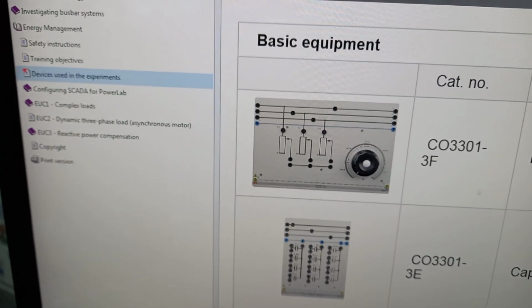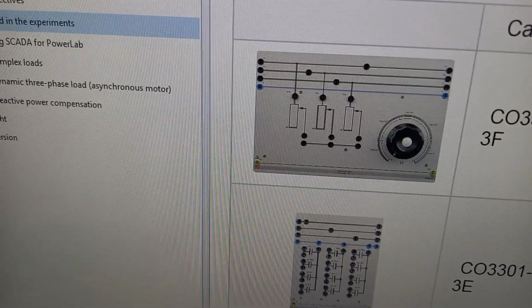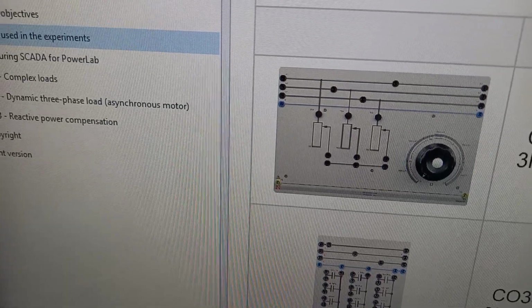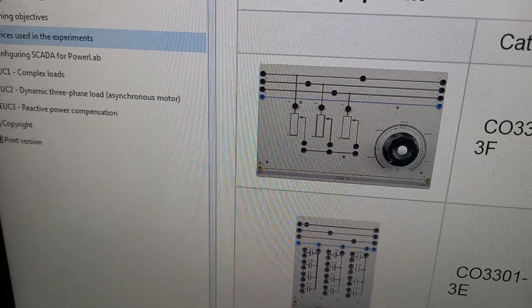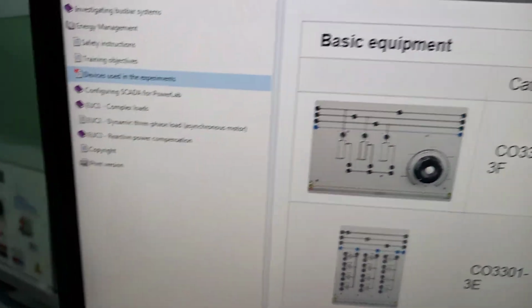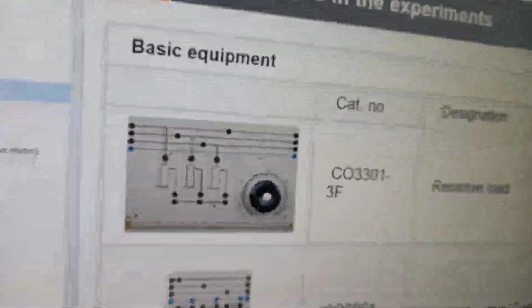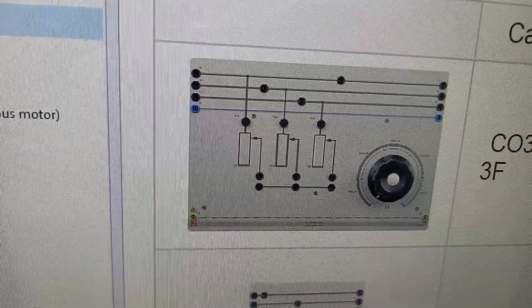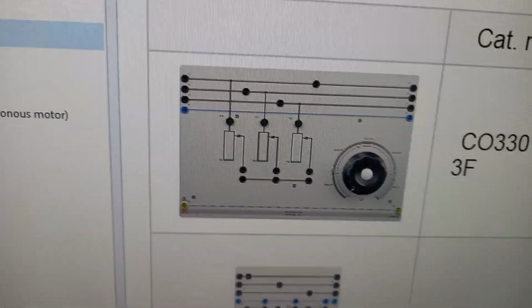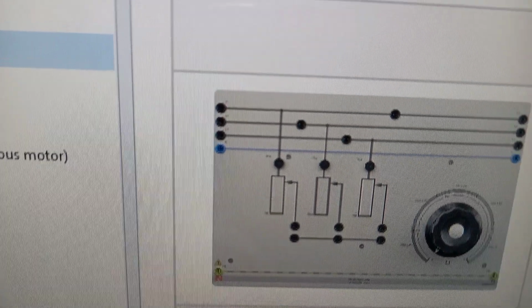As you can see in this system, it follows the European standard. In Malaysia, basically we use red, yellow, blue to represent three phase lines. But this is a European product from Germany, Lucas Nuelle. I forgot to inform all of you, Lucas Nuelle. So in principle, they use different colors compared to the British standard that we used to have in Malaysia, red, yellow, blue.